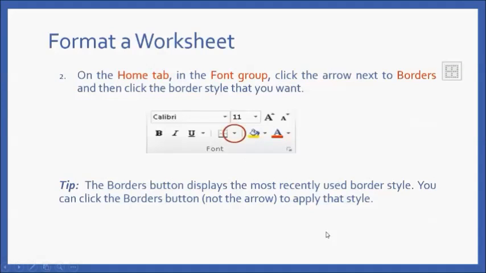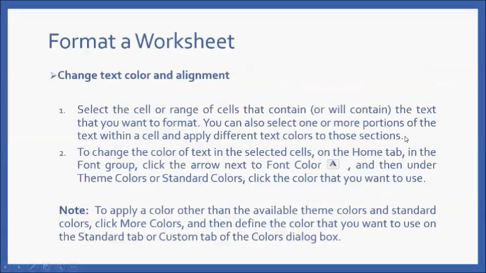On the Home tab in the font group, click the arrow next to borders and then click the border style that you want. So this is the button that we are going to click. The borders button displays the most recently used border style. You can click the borders button, not the arrow, to apply that style.